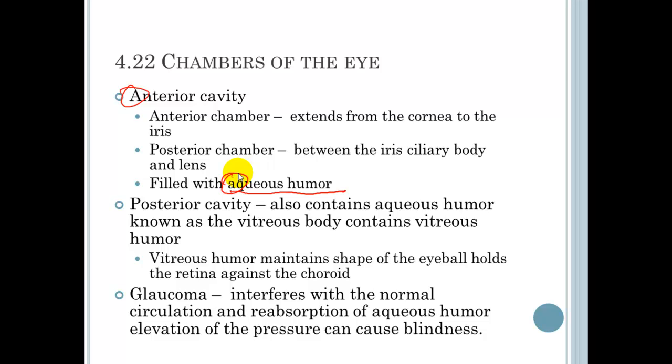The posterior cavity is known as the vitreous body and contains vitreous humor. Vitreous humor maintains the shape of the eyeball and holds the retina against the choroid. Glaucoma, which is a disease, interferes with the normal circulation and reabsorption of aqueous humor, and an elevation in the pressure of the eyeball can actually cause blindness.